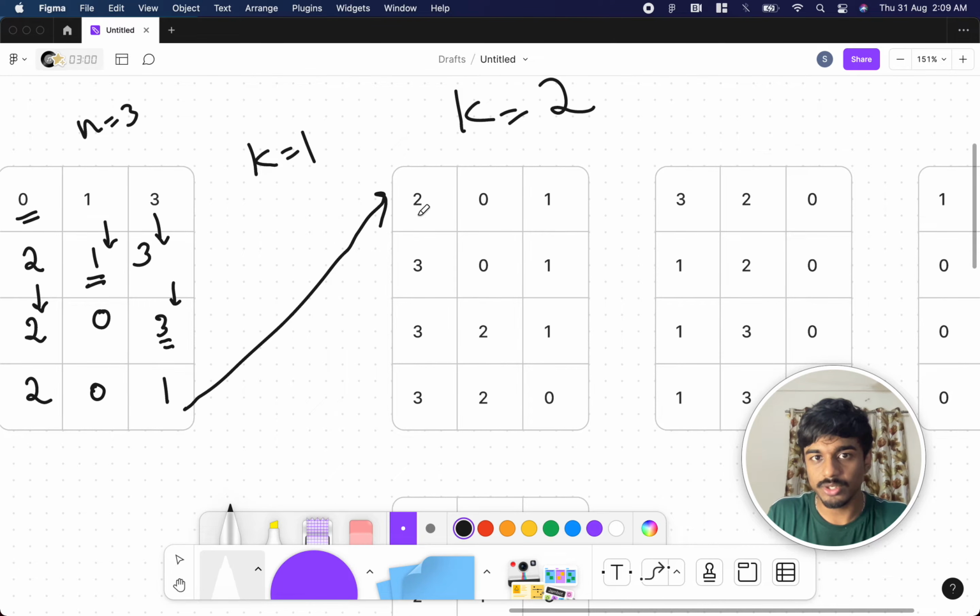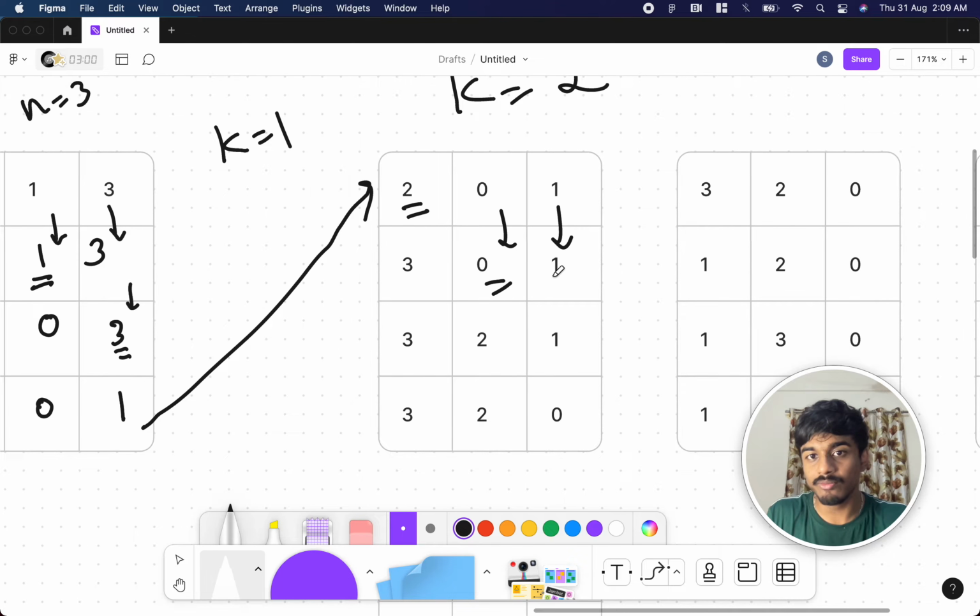Again, how is the operation? You take this number, find the MEX of it: 0, 1, 2, the next smallest number is 3. So you got 3, right? 0, 1 you directly write. Now 0, 1, 2 is missing here, so 0 has been replaced with 2. 3, 1 you directly write. Now 1, 2, 3. What is the smallest number that is non-existing? That is 0, right? So you convert it to 0. 3, 2 you directly write.